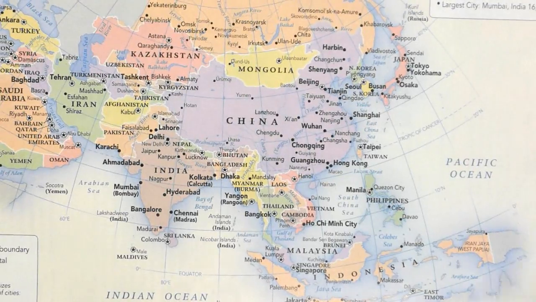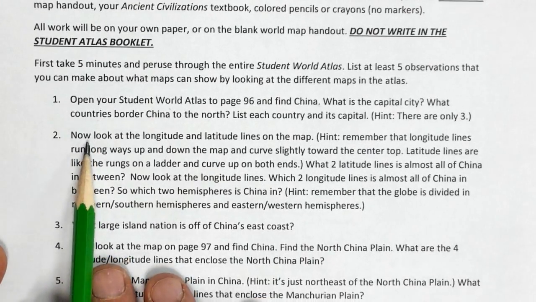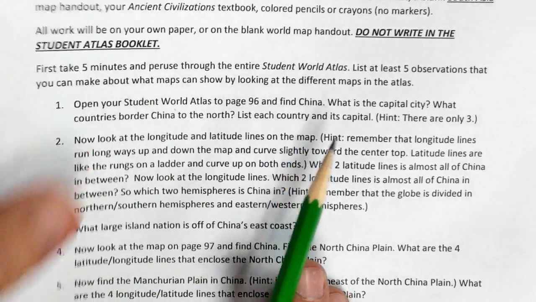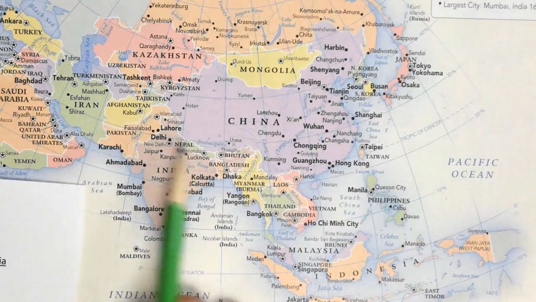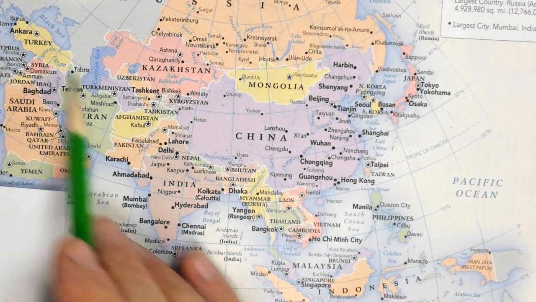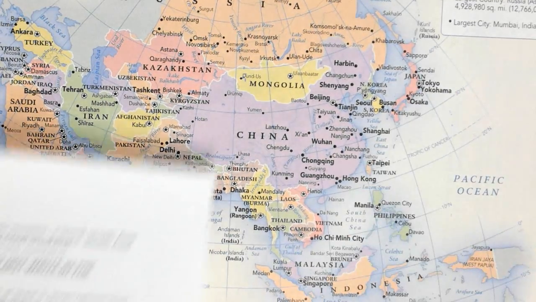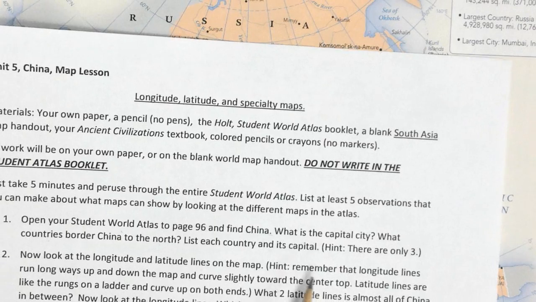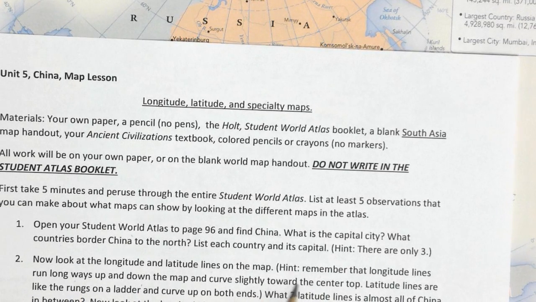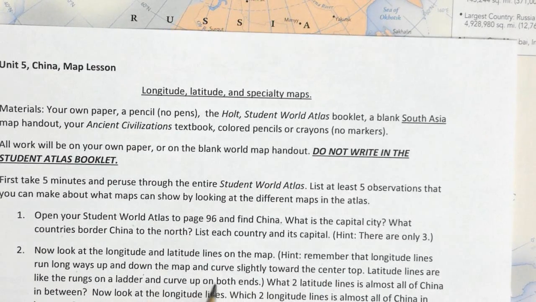So now on page 96, number two, read it with me. Now look at the longitude and latitude lines on the map. Okay, let's do that. Longitude lines go up and down, and latitude lines go left and right, and they're curved. They're curved because it's a round map, or it's a round Earth. Remember, the longitude lines run long ways up and down the map and curve slightly towards the center top. Latitude lines are like the rungs on a ladder and curve on both ends.